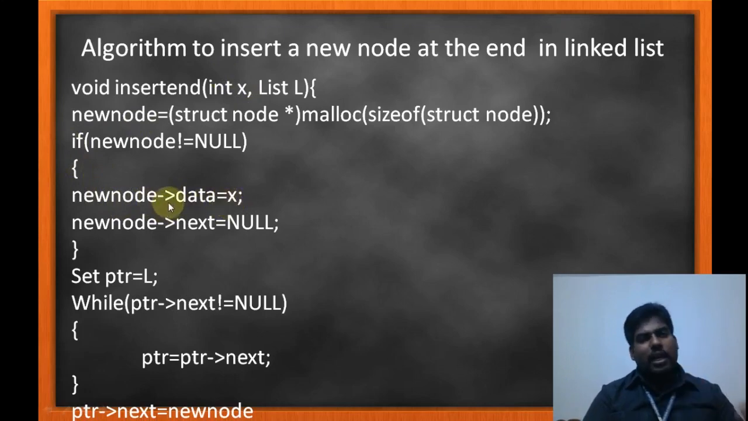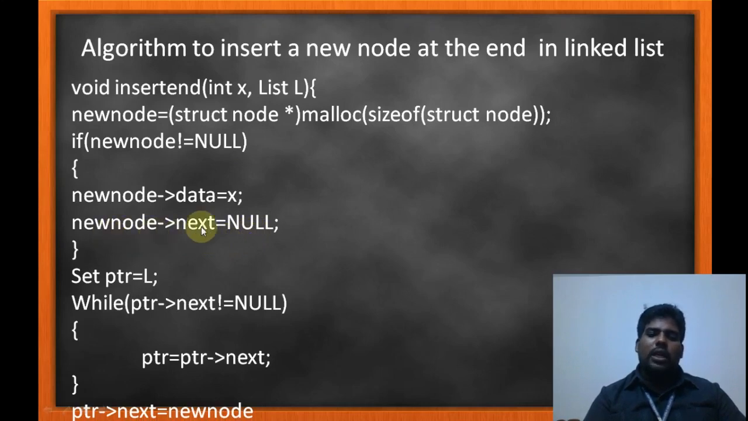Why are you putting this arrow symbol? New node is the pointer, so that's why you are using the indirection operator. New node's data is the structure element. For the data you initialize the value X. So now the data is X. Here, listen carefully. You are going to insert the node at the end. So how will the end be denoted? Null. At last you have to put null. That's what you are going to add at the last, right?